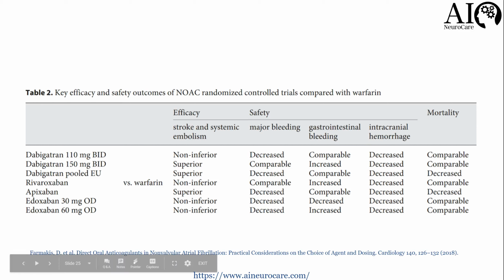I'm sorry, the GI bleeding is comparable. So if you look at the apixaban: superior, decreased, comparable, decreased, and decreased. And so all in all, choose one. I don't own stocks in any one of them, but they're definitely better than warfarin on most accounts. Either one you pick, because they're definitely non-inferior, and the intracranial hemorrhage rate is definitely low.